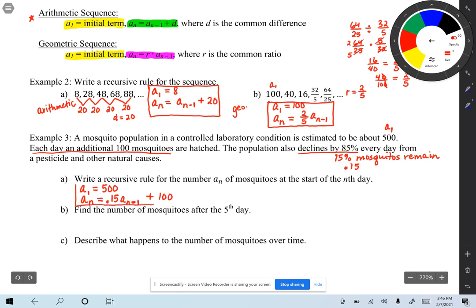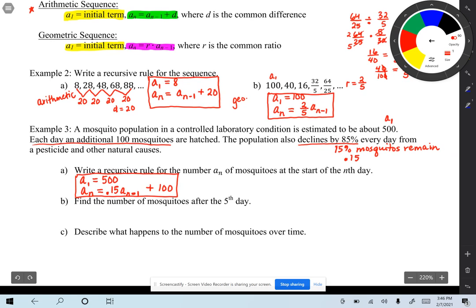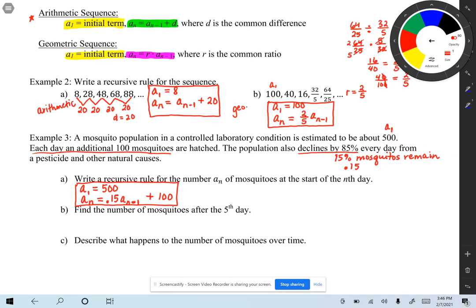So here's how you would do it as far as math goes. You would take a calculator. It says find the number of mosquitoes after the 5th day. Well, the first day is 500. So that's day 1. Okay, day 2, here's how you do day 2. You would take that 500, multiply it by 0.15, because that's what our rule is telling us to do. It says take 0.15 times the previous number. Well, the previous number is 500, and then add 100, and you get 175. So that's day 2.